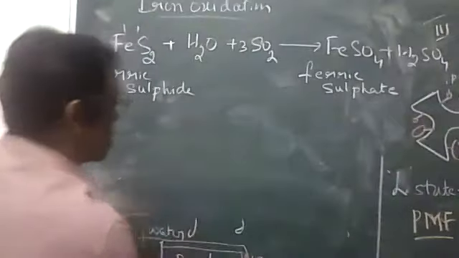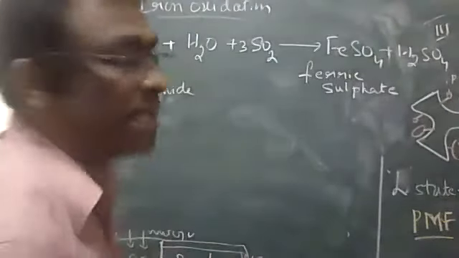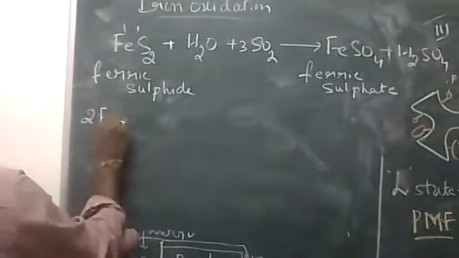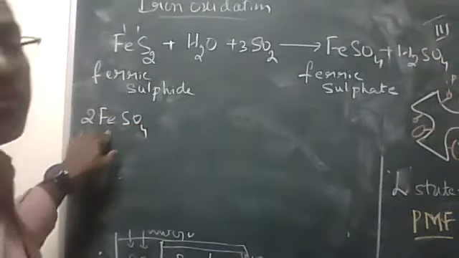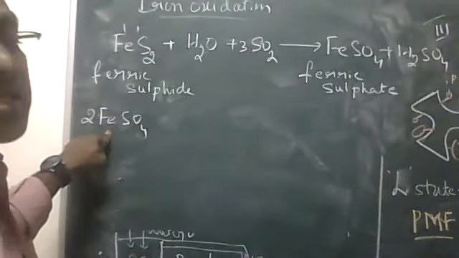I'll send you this reaction, children. Go through that. 2 FeSO4 means ferrous sulfate, ferric sulfate plus sulfur dioxide.